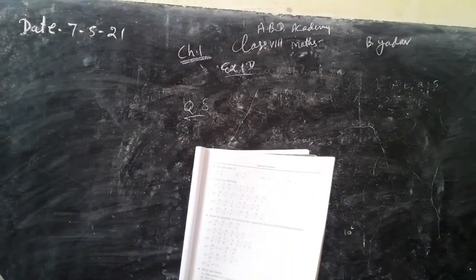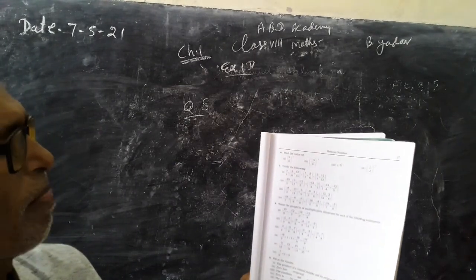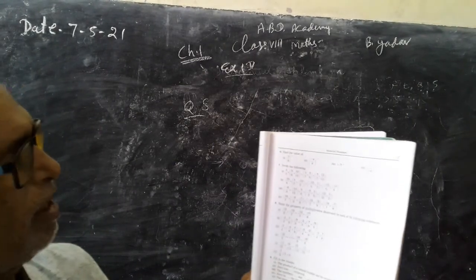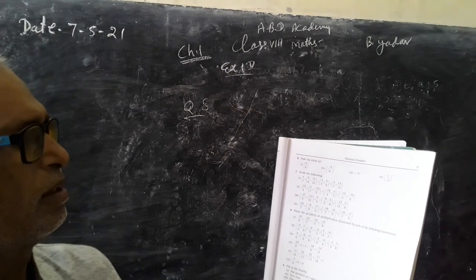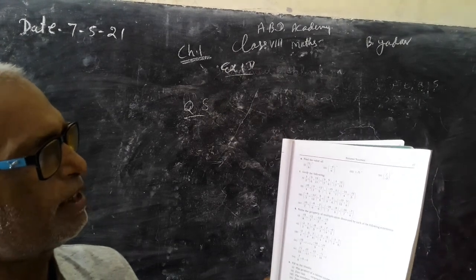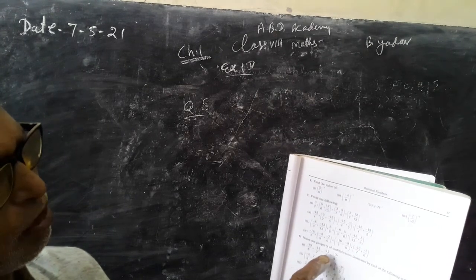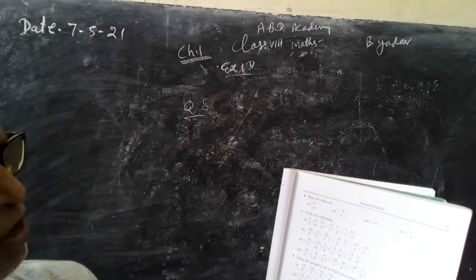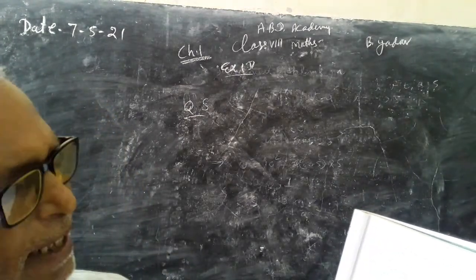You see here, the book is in front of the camera. First part is minus 15 by 8 into minus 12 by 7, which is equal to minus 12 by 7 into minus 15 by 8. See here, a into b is equal to b into a. So this property is commutative property of multiplication.